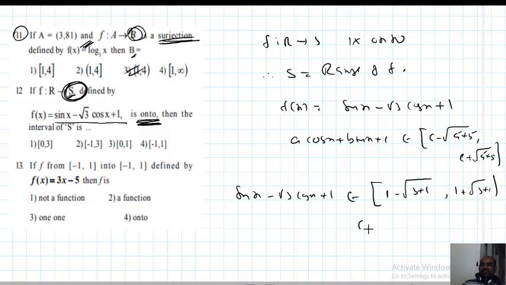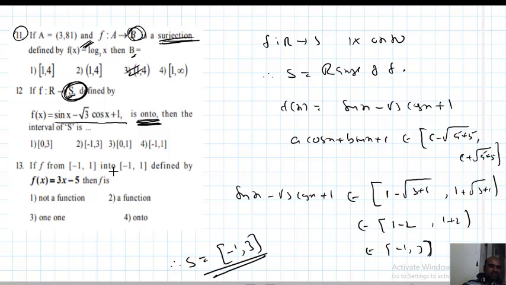What is the meaning of that? Belongs to 3 plus 1 is 4, root 4 is 2, so 1 minus 2 comma 1 plus 2. So it belongs to what? Minus 1 to 3. Closed minus 1 to closed 3. So this is S, I can say. Therefore S equal to closed minus 1 to closed 3. Where is that? Yes, this one. Second option is correct.